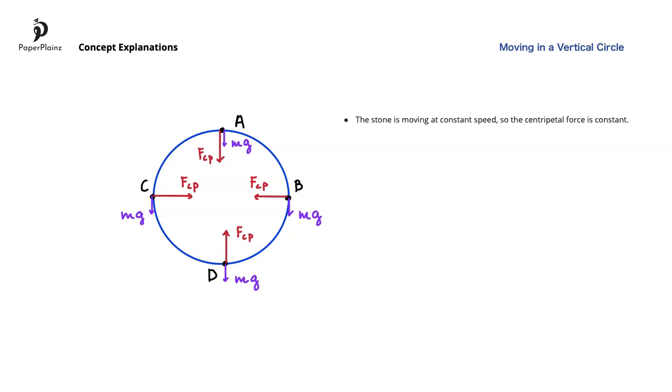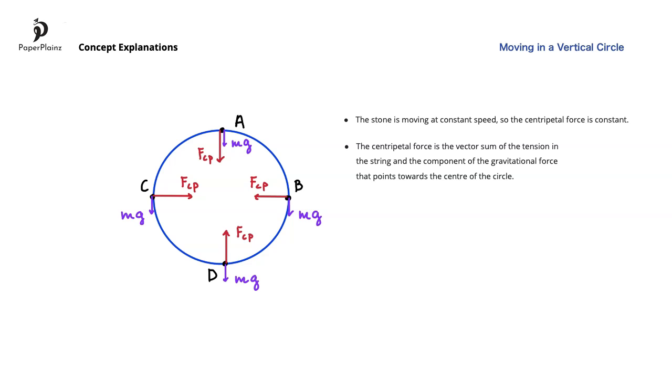The key here is that at any point along the circle, the centripetal force is the vector sum of the tension and the component of the gravitational force that is pointing towards the center of the circle. So let's figure out the tension at points A, B, C, and D. Point A is at the top of the circle.